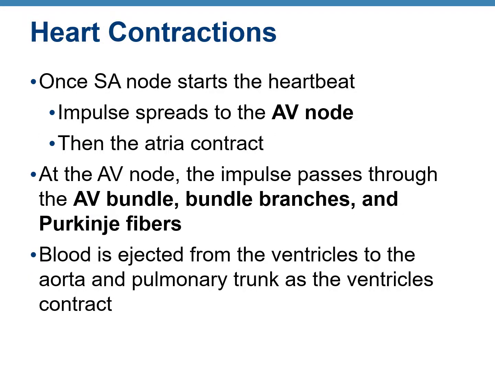After the SA node, the impulse, that means the wave of depolarization, spreads to the AV node. The atria contract fully. After the AV node, it passes through the AV bundle, then the bundle branches and the Purkinje fibers. The blood is ejected from the ventricles to the aorta as well as the pulmonary trunk when both the ventricles contract.